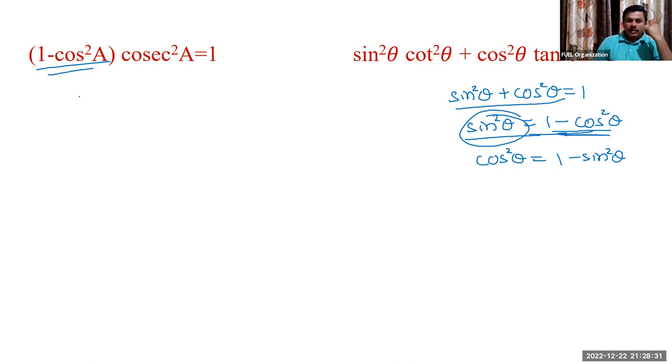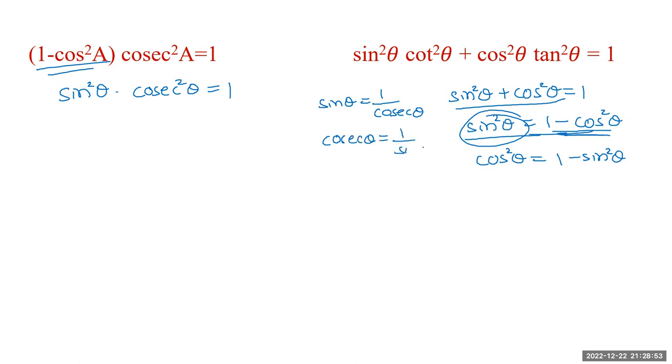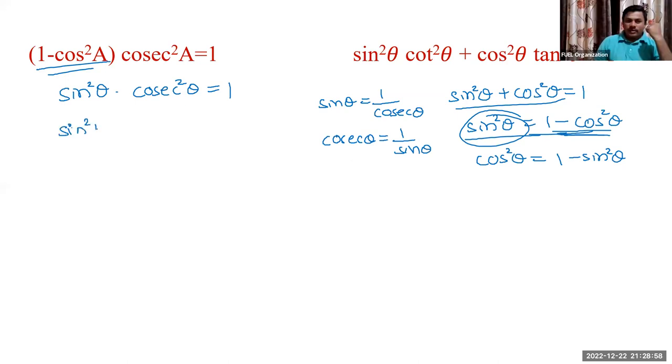So here I will write sine square theta into cosecant square theta is equal to 1. Only 3 students got the answer. And we know the reciprocals also. Sine theta reciprocal, how can you write it? 1 by cosecant theta. And for cosecant theta, 1 by sine theta, right? So here, sine square theta as it is, cosecant I can write as 1 by sine square theta. So both get cancelled. I will get 1. Done?